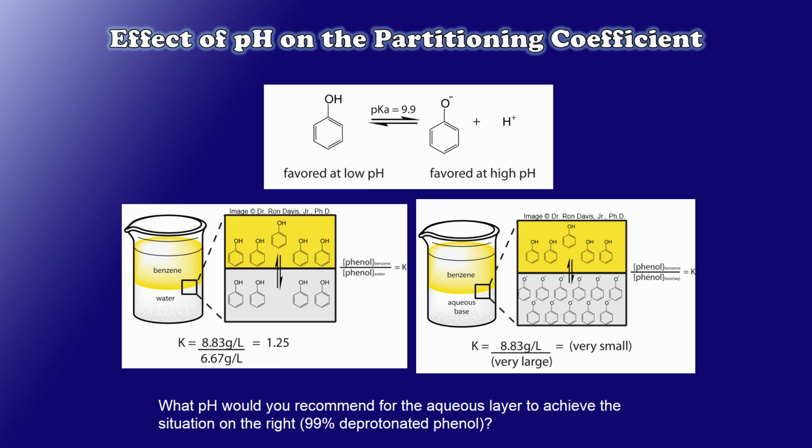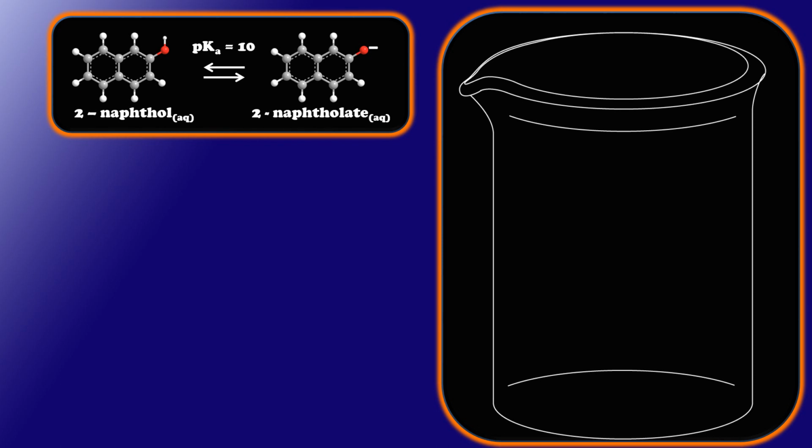Let's say I want 99% of the dissolved phenol in my aqueous layer to be charged phenolate. This would, within reason, maximize its solubility in the aqueous layer. Just how far do I have to go to make that happen? The answer to this question regarding pH and solubility lies in a familiar equation from general chemistry, the Henderson-Hasselbalch equation. I'm going to demonstrate this using a chemical cousin of phenol known as 2-naphthol, which has fairly similar chemical properties, including a pKa of about 10.